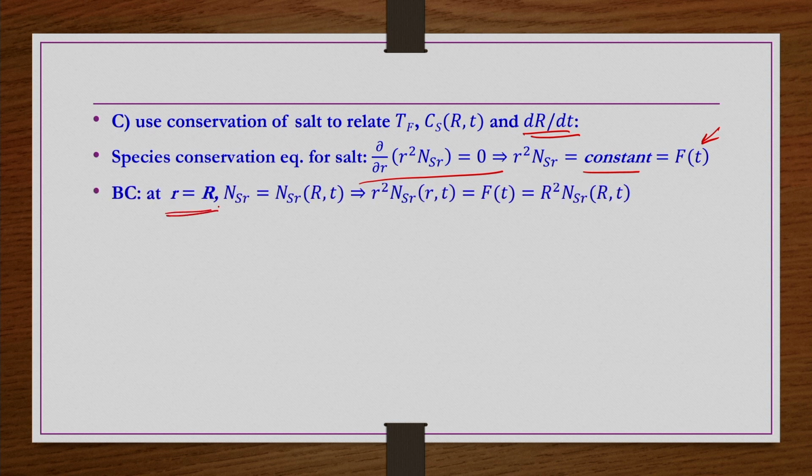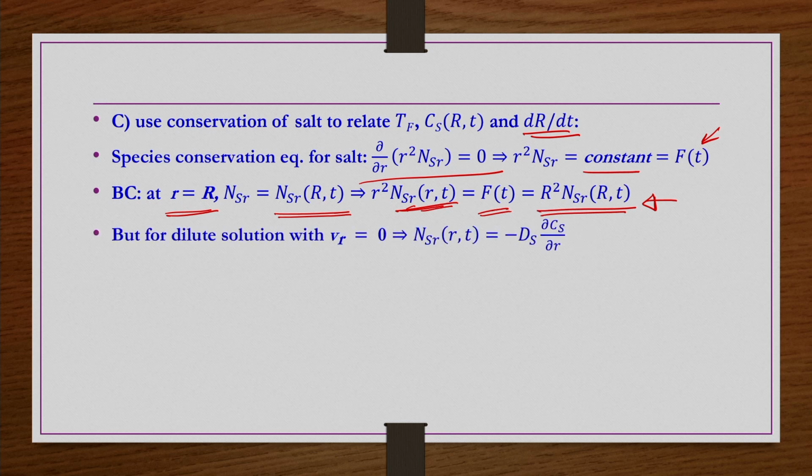Boundary condition at r equal to capital R: it has been mentioned that the flux is known. Let us say that flux is NSR at capital R comma t, right. So, that means small r square n small r at small r comma t is equal to a function f of t, and that should be equal to capital R square NSR at capital R comma t. Now, this equation is also of no use until we find out what NSR is as a function of small r comma t; then only can we use this equation.